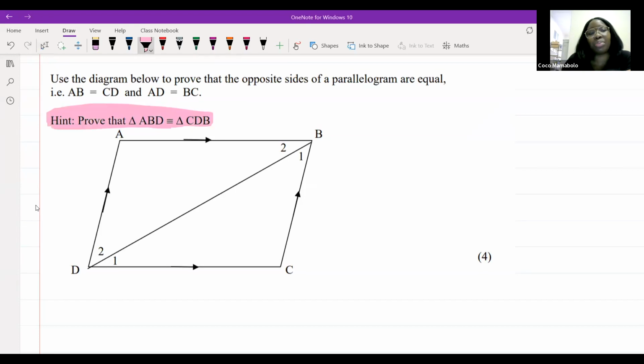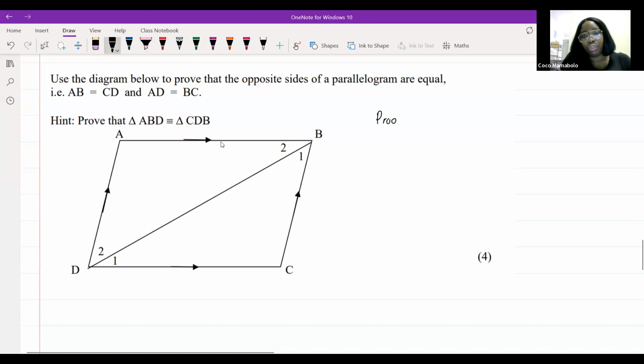How can we prove that things are exactly equal? Good. We are not proving similarity. We are proving congruence. When we are looking to make sure that things are equal, we must prove congruence. There's no other way around it. We can't prove similarity. We must look at the fact that they should be 100% correct. Okay, so we're going to start our proof.